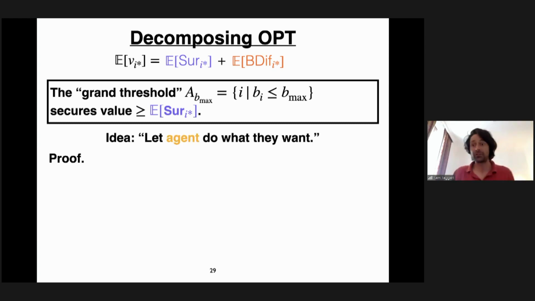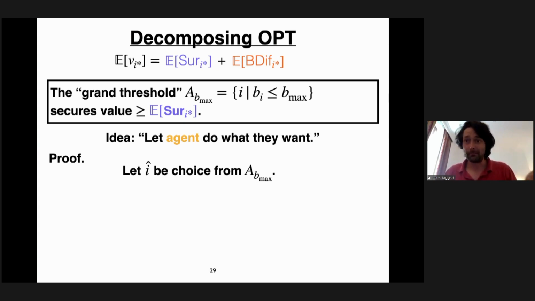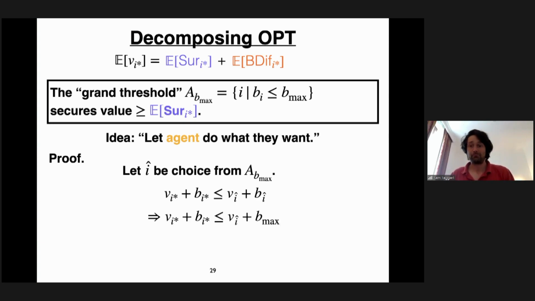So here's why that works. The agent's going to choose something from the grand threshold. Let's call that I star or I hat. If they like I hat better than the thing that they chose under that same realization in opt, then you can just write down the inequality. Their utility from I hat is higher than their utility from I star. The utility from I hat is at most the bias in I hat, which is at most the max bias in anything in opt, just by definition of the threshold. And you can just rearrange this and take expectations.